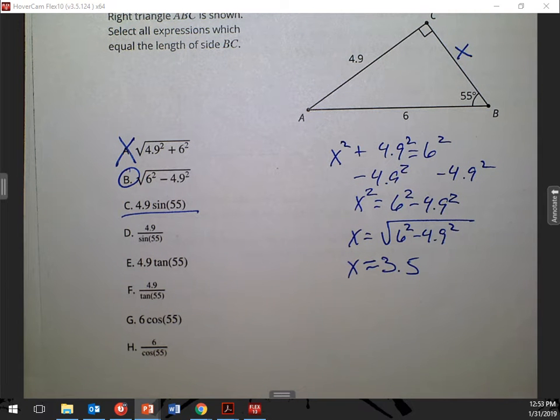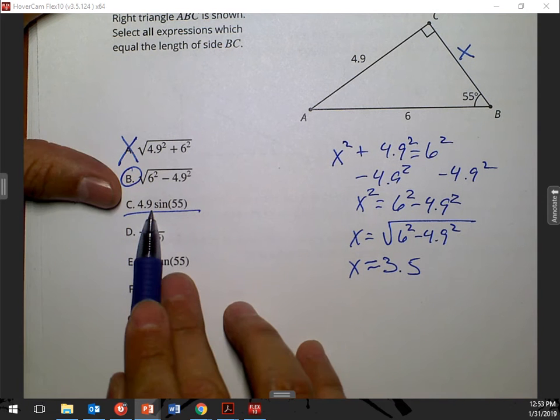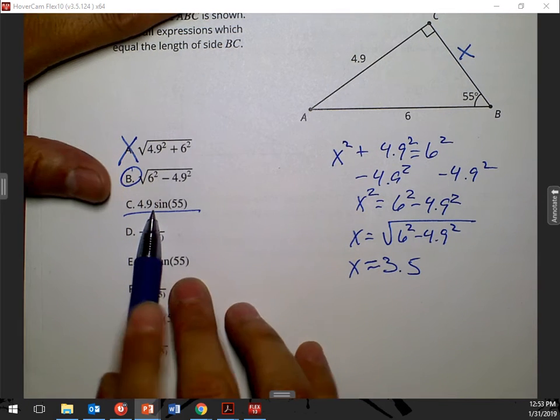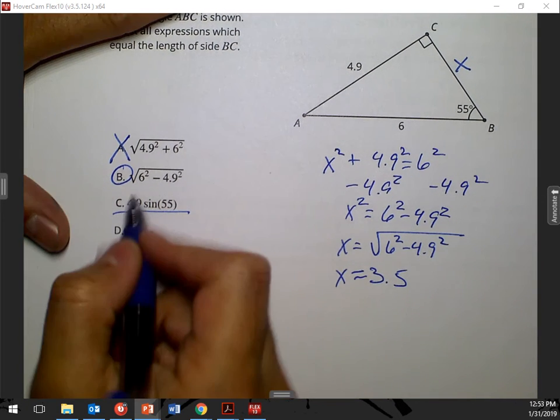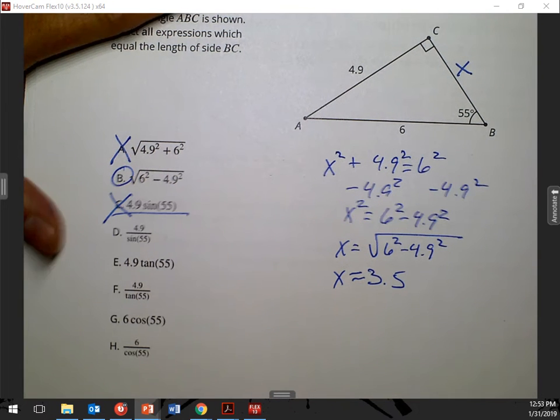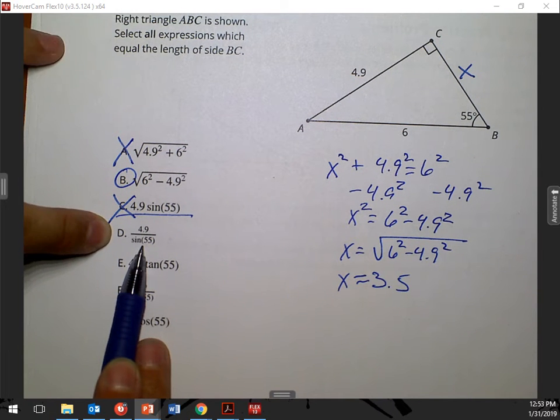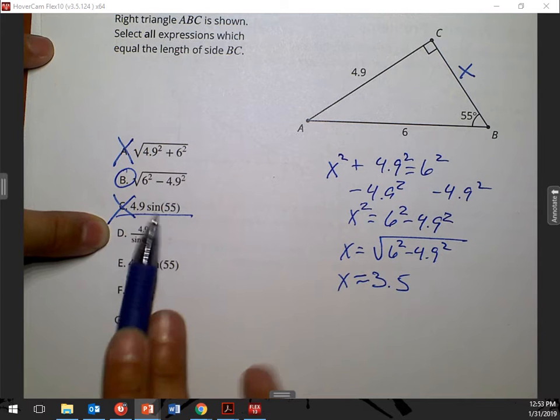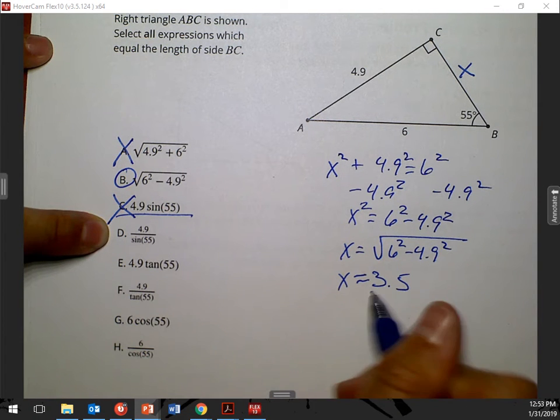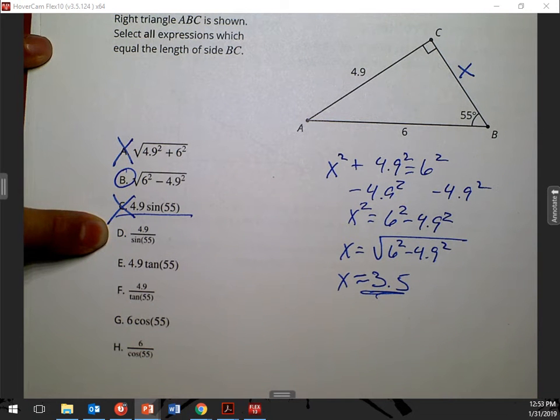4.01. Is this one correct? No. She said it's 4.01. So is this right? No. Now put this one in the calculator. Wait, why is it not right? Because it's not equal to the 3.5. Because it doesn't work. Put it in the calculator. Do it now.